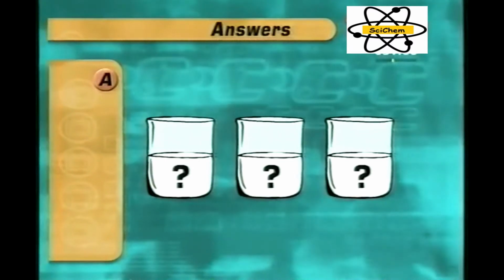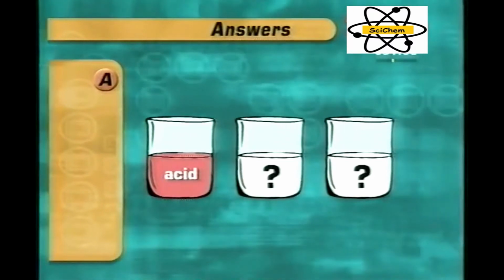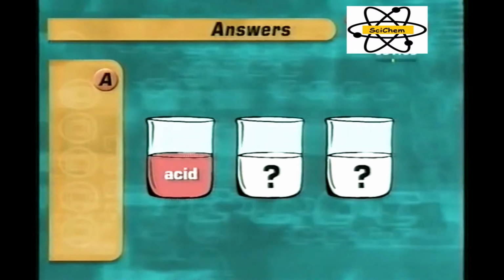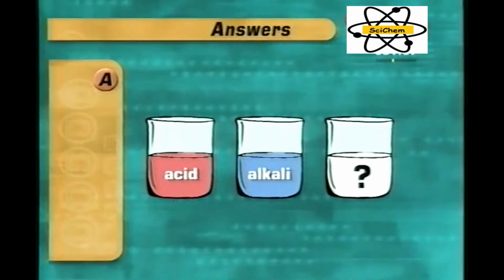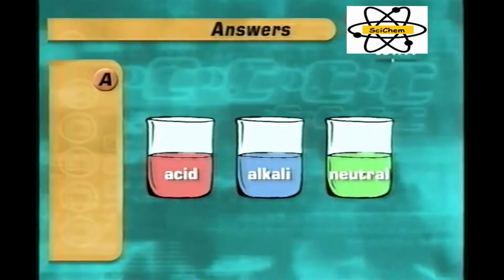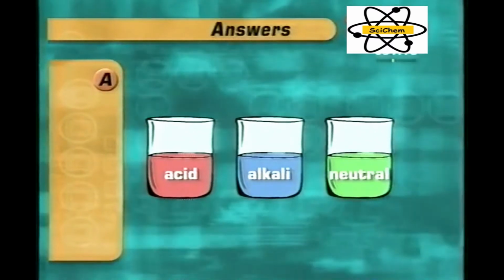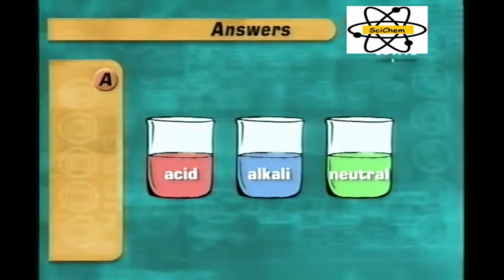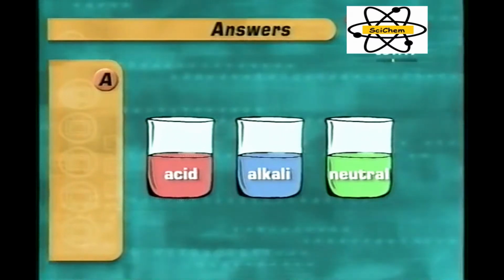To work out which solution was which, you should test the pH using universal indicator or pH paper. The acidic solution would show red and have a pH of less than 7. The alkali solution would show blue with a pH of more than 7. And the neutral solution would have a pH of 7 and would turn the paper or solution light green.